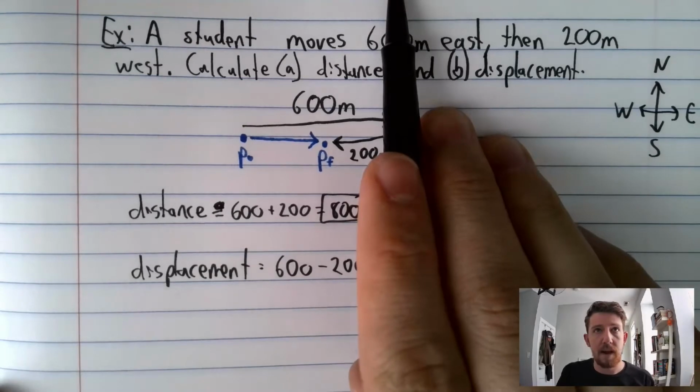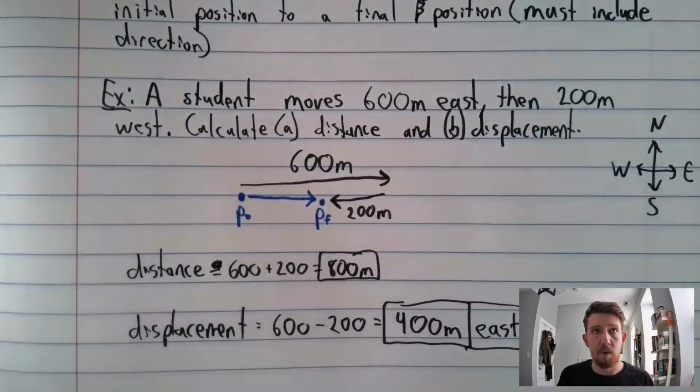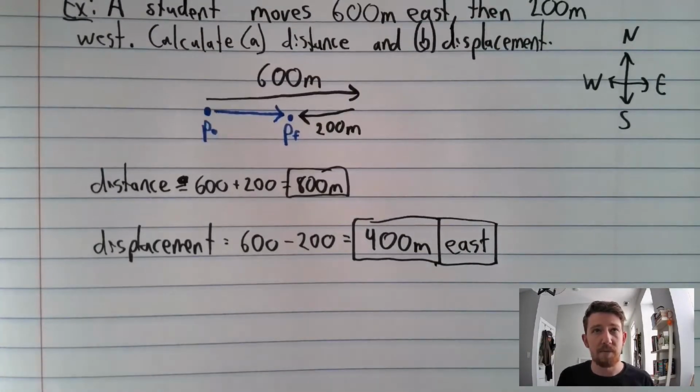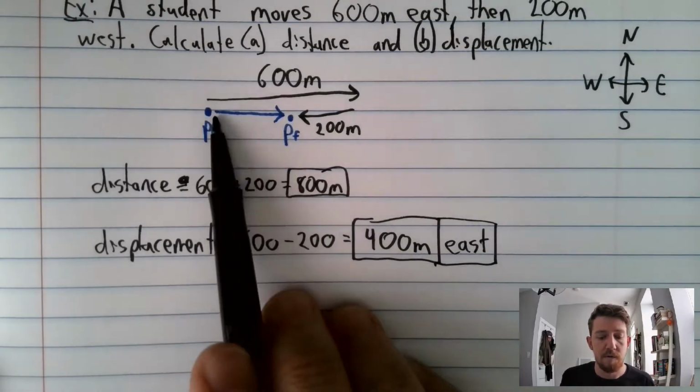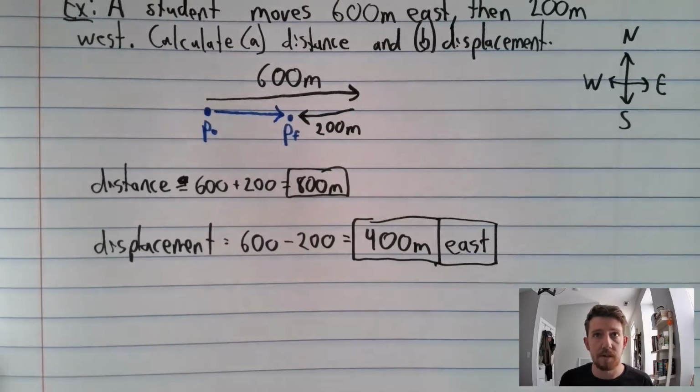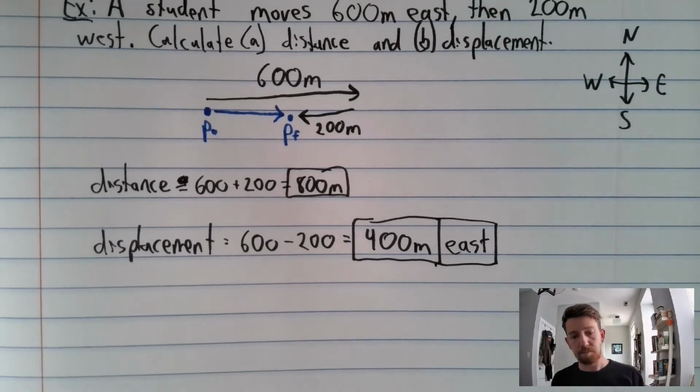Displacement is a straight line that points from where we started to where we ended, but displacement can also be thought of as how far we are from where we started. So we're 400 meters toward the east from where we started. So there's our displacement. On to velocity.